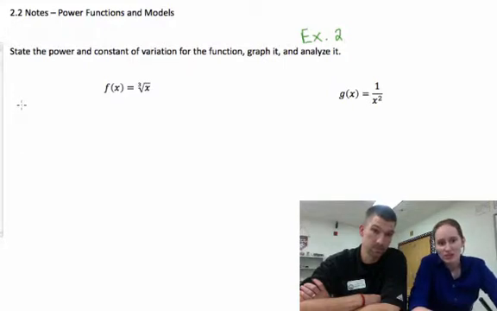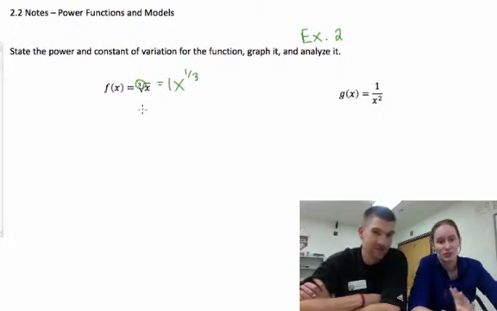State the power and constant of variation. So let's rewrite this as something that looks more like a power function. The cubed root of x is the same as x to what power? The 1/3 power. And the 3 comes from this little number right here. Because we're not squaring x or anything, x is to the first power. That's why there's a 1 on top. So now this looks like a power function. What's in front of x to the 1/3? There's only one of them. So it's 1x to the 1/3.